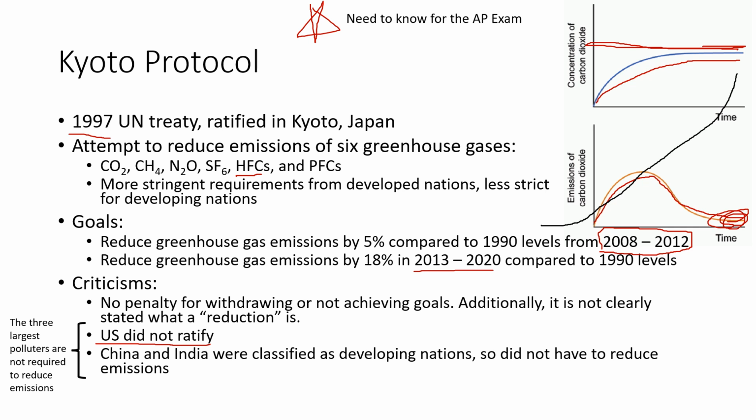So yeah, and then China and India were developing, so they were classified as developing nations, and they did not have to reduce their emissions because this really did apply to developed nations first, and then less strict regulations or less strict limits for developing nations. Okay.